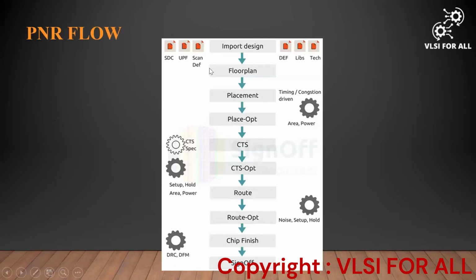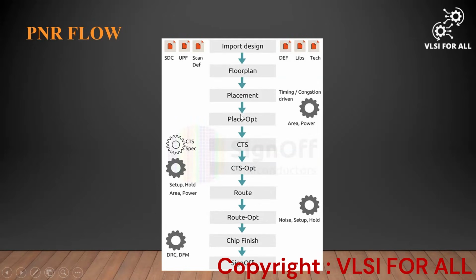Now we'll see the PNR flow. Basically, the overview of the PNR flow is this one. We have inputs like SDC, UPF, scan-def, def, libs, and tech. After this, the flow starts from import design, floor plan, placement, place opt, CTS, CTS opt, route, route opt, and chip finish, where fill and finish will be done, followed by sign off.